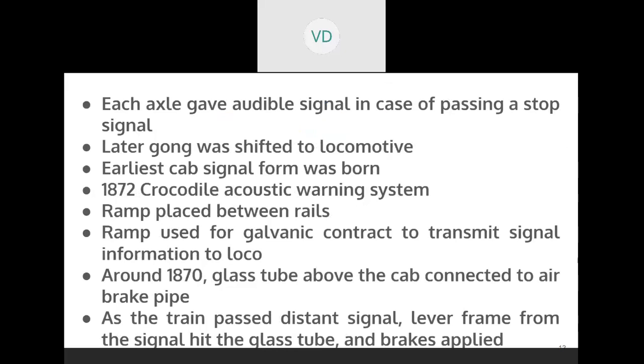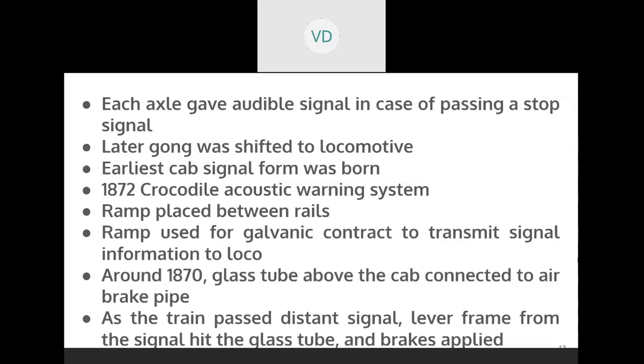And the first in the sequence of developments was the famous crocodile signal acoustic warning. This contains a ramp, just a metal piece, a wooden piece coated with a copper sheet on the top, and it's placed in between the two rails. And there is a galvanic contact by a brush which is in the locomotive and the copper sheet on the wooden piece. The copper sheet is connected to a battery and through the signal control switch and to the earth. So whenever the signal is at on, a galvanic contact will be established to the locomotive and the driver will get a warning inside that the signal is at on.